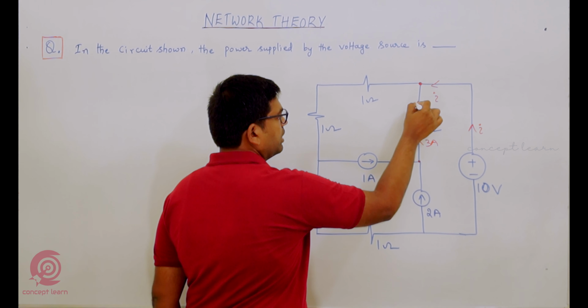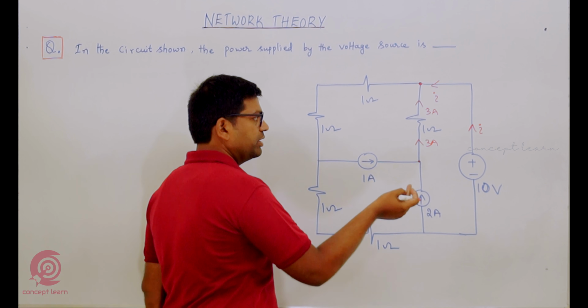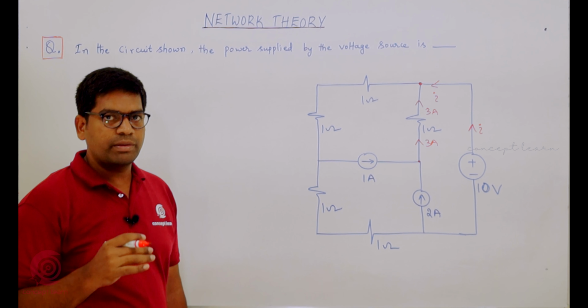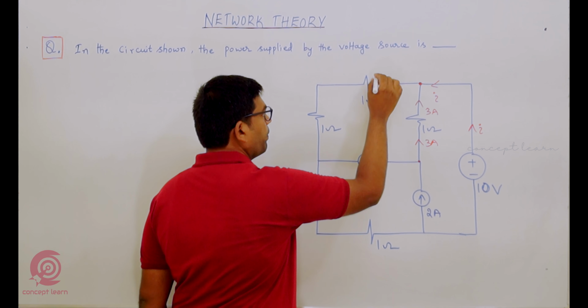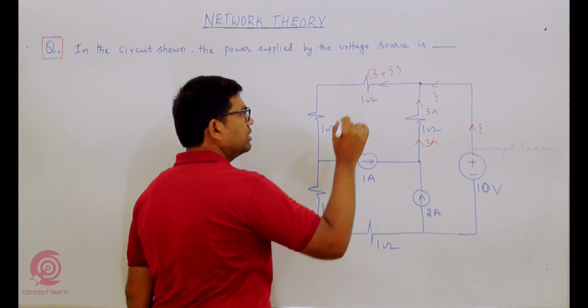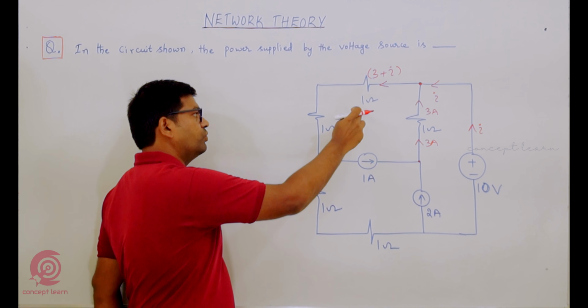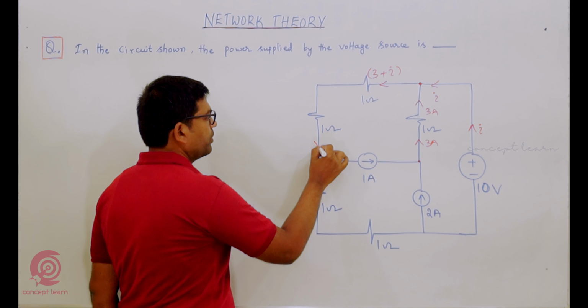So 3 amperes is entering here. I as well as 3 amperes are both entering at this node. So what must be the current here? By using KCL, the current here is 3 plus I. Now the two 1 ohm resistors are connected in series, so they carry the same amount of current.